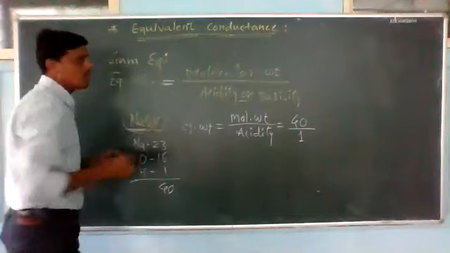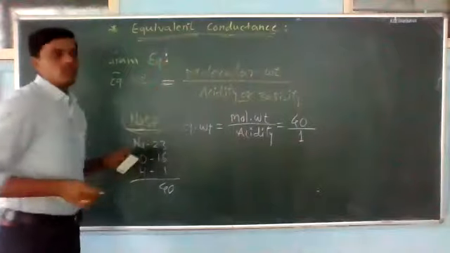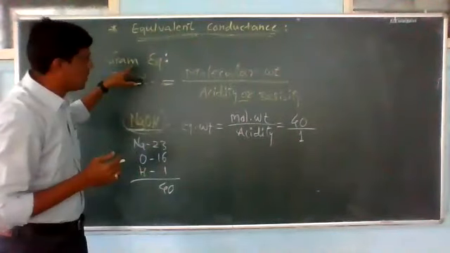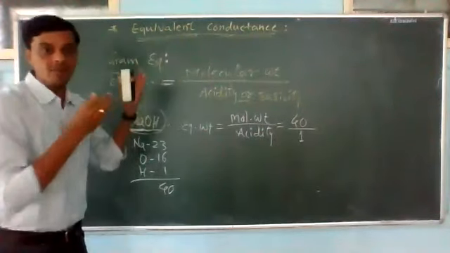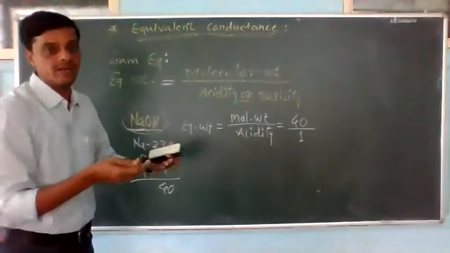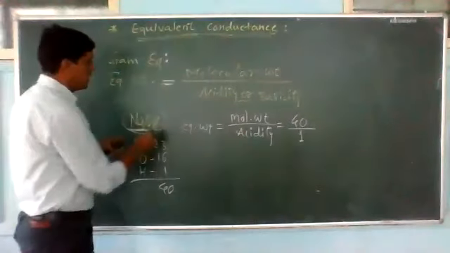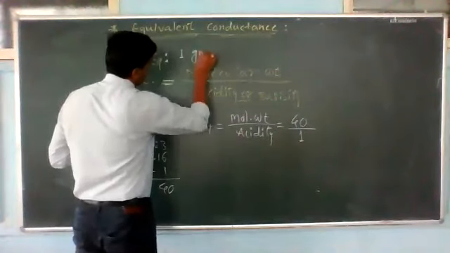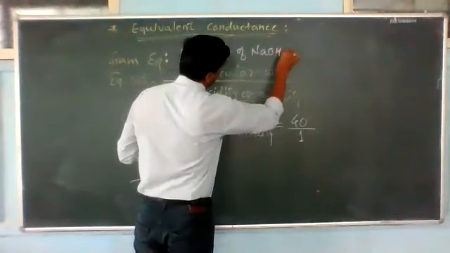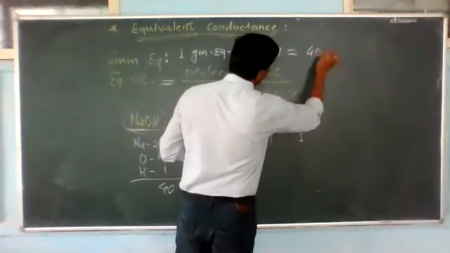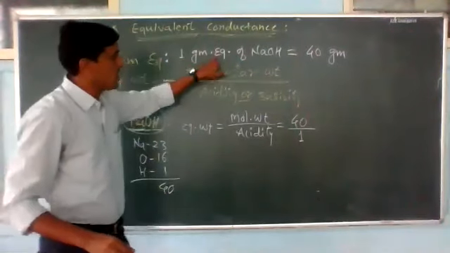Then what is meant by gram equivalent? Gram equivalent is the molecular or equivalent weight of the substance taken in grams, that much amount of substance measured in gram is equal to gram equivalent. And 1 gram equivalent of NaOH will be equal to 40 gram. Okay, understood?